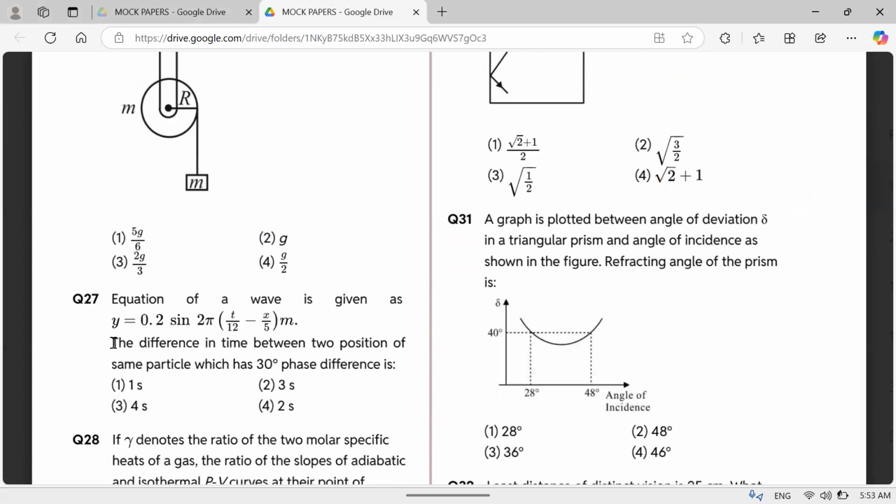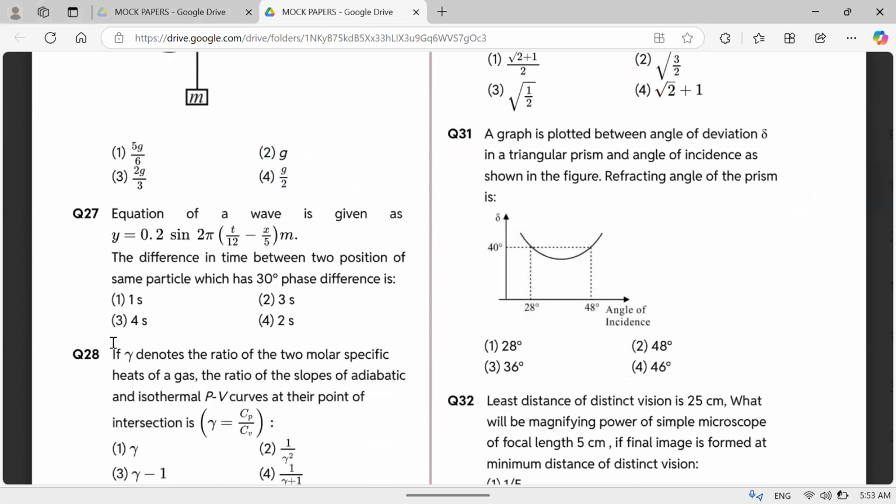Sure. A graph is plotted between angle of deviation delta in a triangular prism and angle of incidence, as shown in the figure. The refracting angle of the prism will be equal to how much? Deviation is how much, beta? This is the deviation. For this given condition, it is 40 degrees here. So the deviation formula is how much? Delta is equal to angle of incidence plus angle of emergence minus angle of the prism. Angle of deviation is 40 initially. Angle of incidence is how much right now? 28.